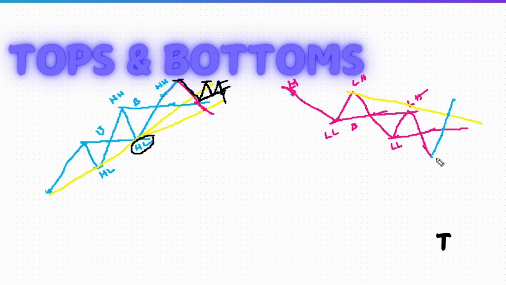And here also it's the same. Before making this kind of move, it makes another high, a lower high, and it will make another higher low when compared to this low, and it may break this level.